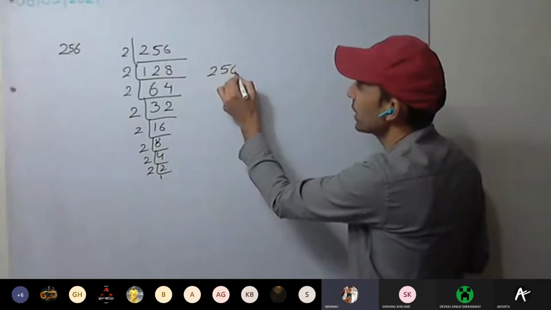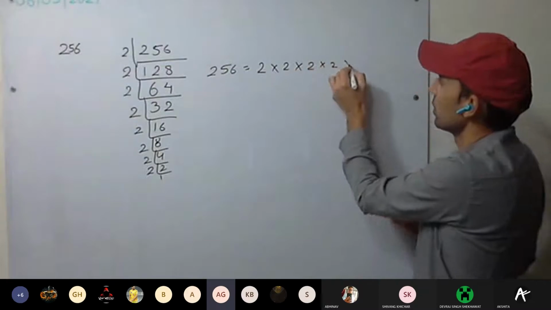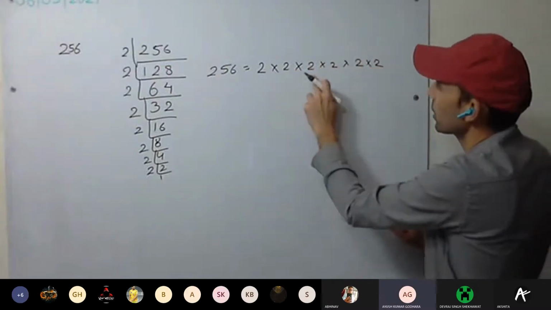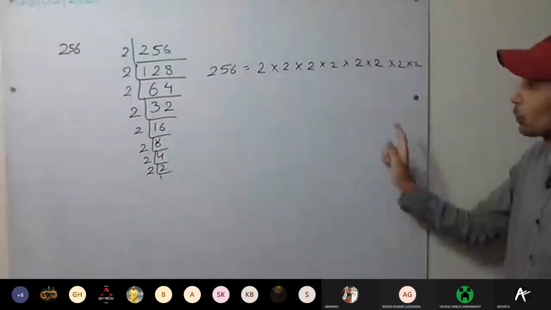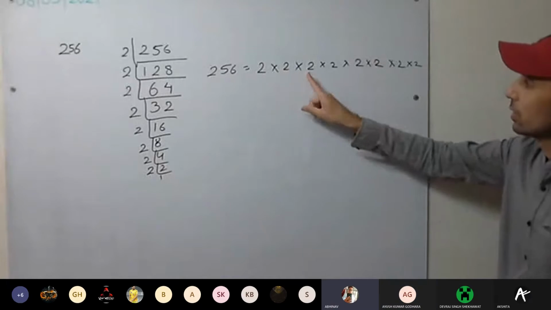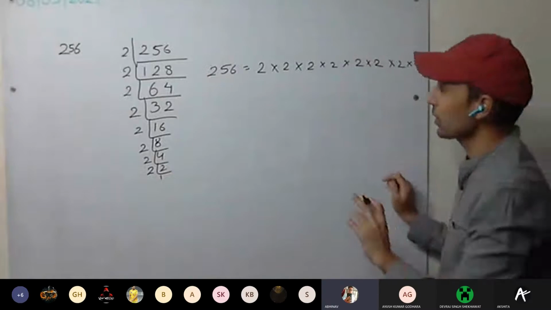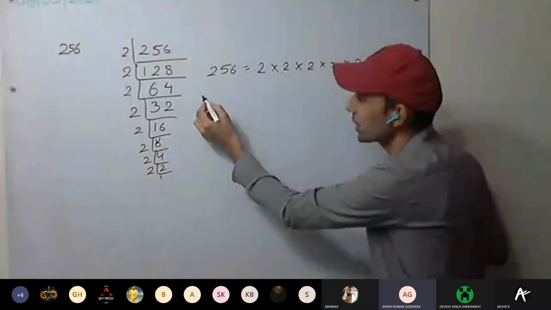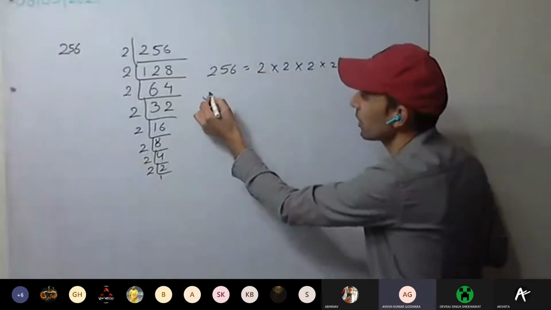So 256 equals 2 into 2, 8 times. This is clear? Clear to everyone? Root 256 equals root of 2 into 2 into 2 into 2 into 2 into 2 into 2 into 2. Okay. Now we have to take the root. Okay, we take it now only.